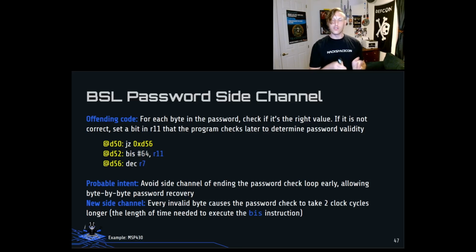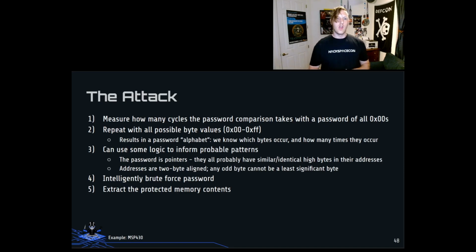Because as you look at this, there are 2 different paths through the code. We could take the jump 0 and go directly to the decrement R7, or we could not do the jump 0, execute the bit set, and then go to the decrement R7. And that 2 clock cycles is enough to be useful to us. This exposes an attack where we can measure how many cycles the password comparison takes if we have a password of all zeros. So we do all zeros, we see how long that check takes.